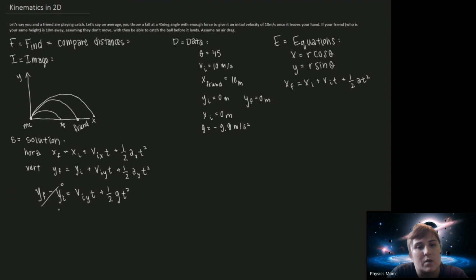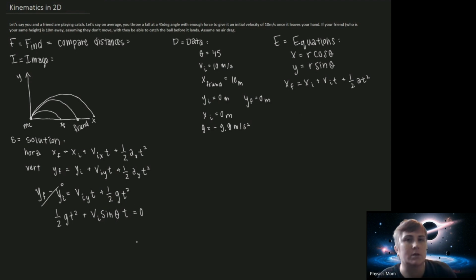So I'm going to set that up. I'm also going to specify one more thing. Let's rewrite it: 1/2 gt squared plus, instead of writing v_iy, the initial velocity in the y direction, well, what is that? In terms of vectors, that's the radius times the sine. I'm going to use the radius as the whole velocity. So v_i sine theta, that's my initial component in the y direction, times time. And that's my equation, right?